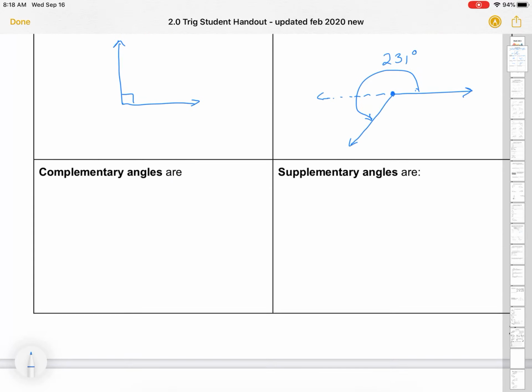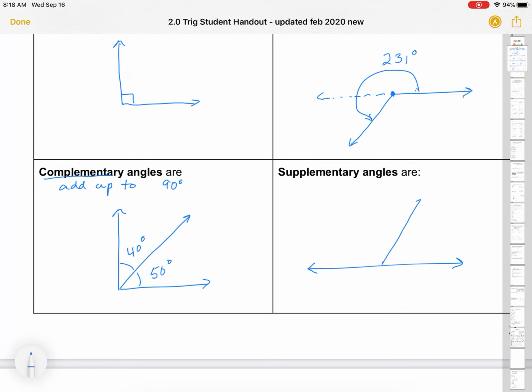Complementary angles are two angles that add up to 90 degrees. So if we have this, it is 90 degrees. If I have two angles that add up to that, so say this one is 50 degrees and this one is 40 degrees, I would say that 50 and 40 are complementary angles, okay? And supplementary angles add up to 180 degrees. So if I have an angle here, which is 80 degrees, and an angle here, which is 100 degrees, they add up to 180 degrees, okay?